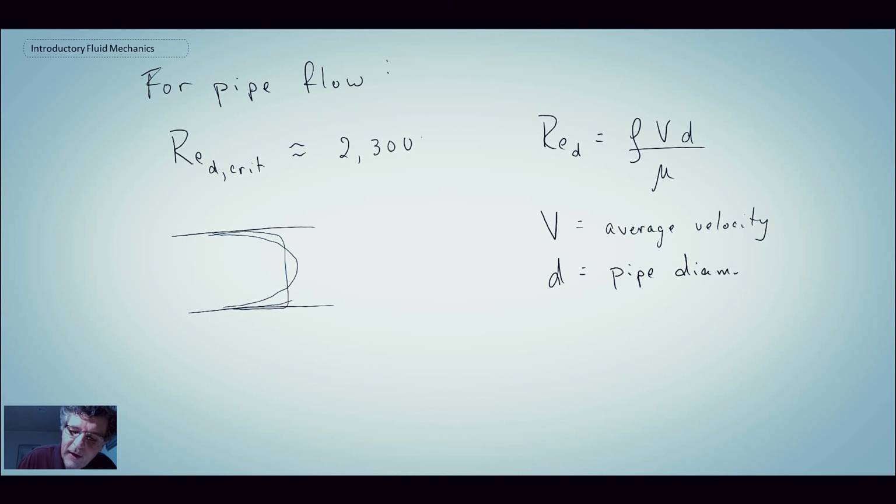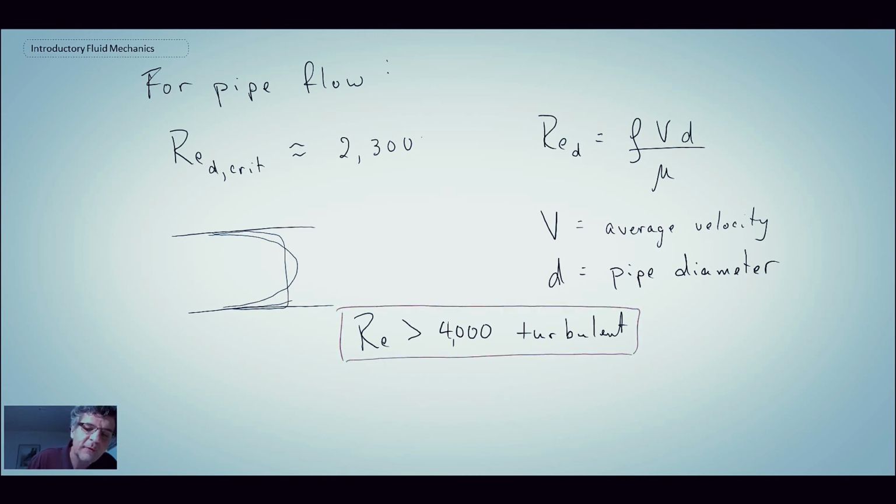Now, quite often you may find in books people saying Re greater than 4,000 is turbulent. Now that's more of a conservative estimate because between 2,300 to 4,000, or 2,100 to 4,000, you could be in the transitional regime. So this would guarantee that you certainly are within the turbulent flow regime.